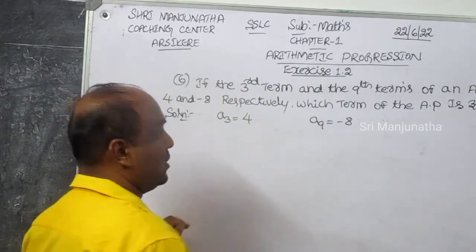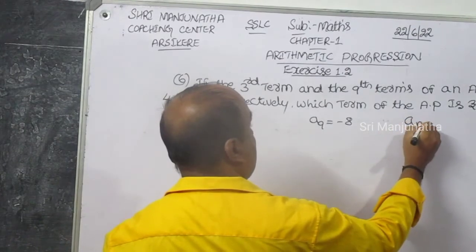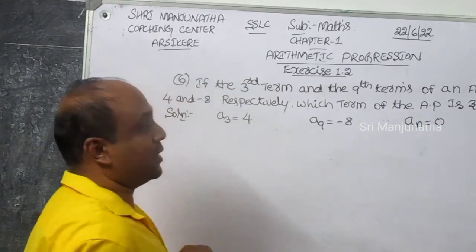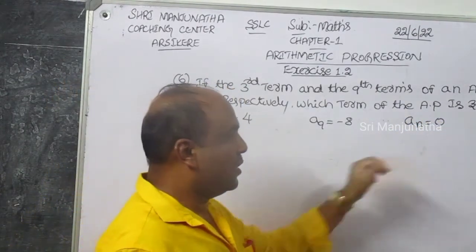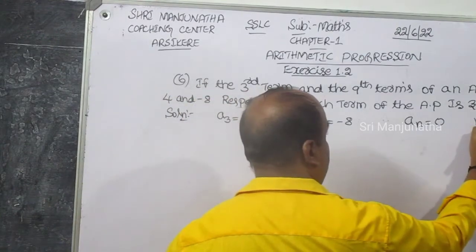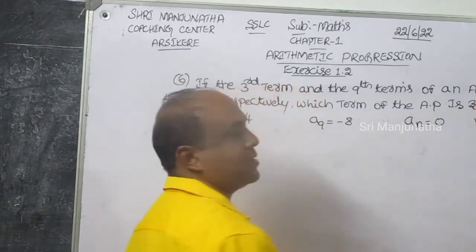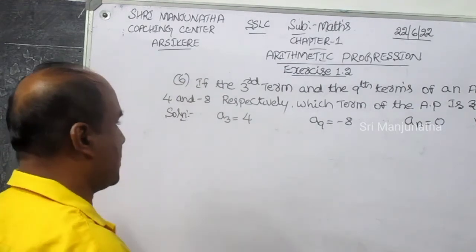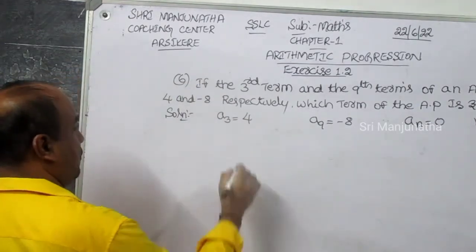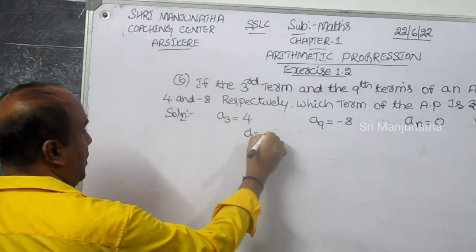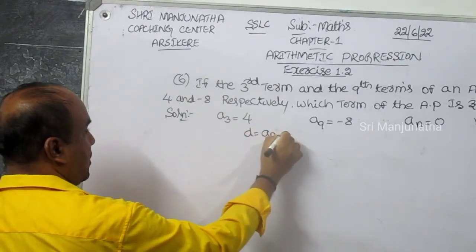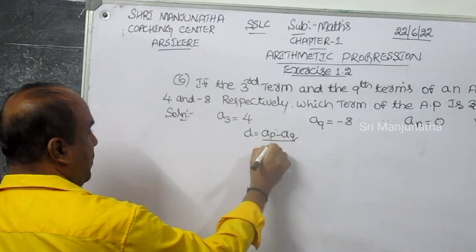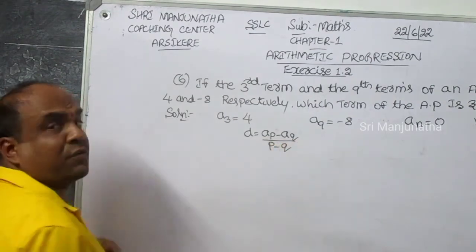Which term means an is equal to 0? The nth term of an AP is given. We should find out the value of n, which is the very important factor here. I have to apply the same formula. What is the formula? d equals (ap minus aq) divided by (p minus q) is the formula.